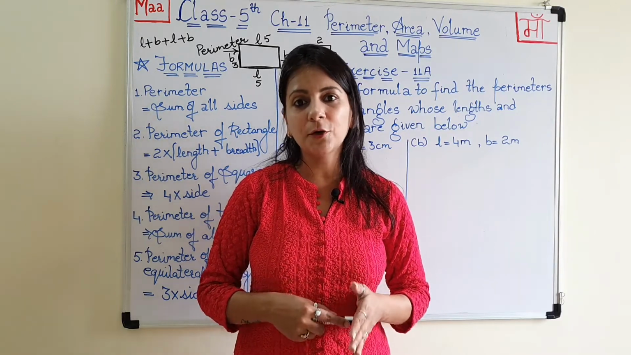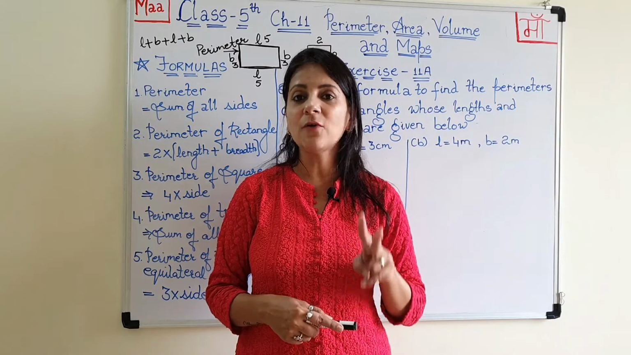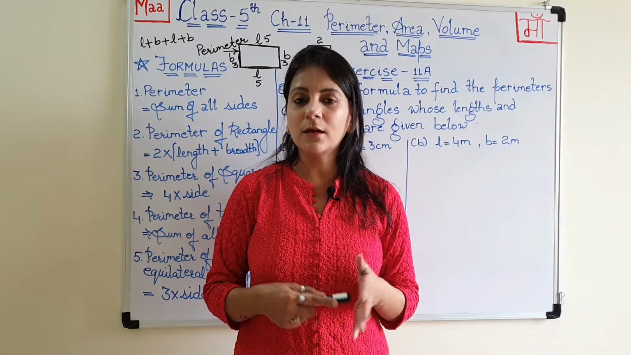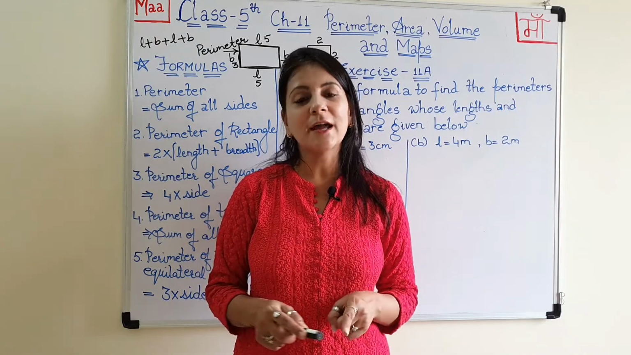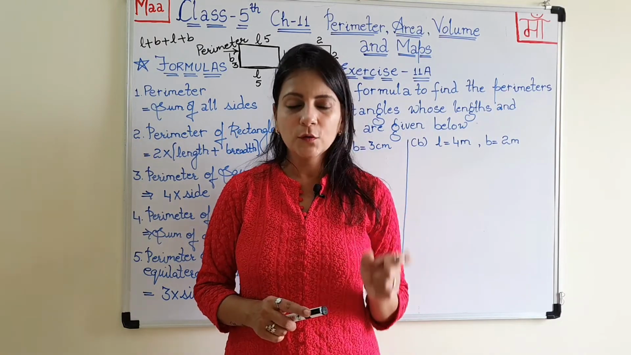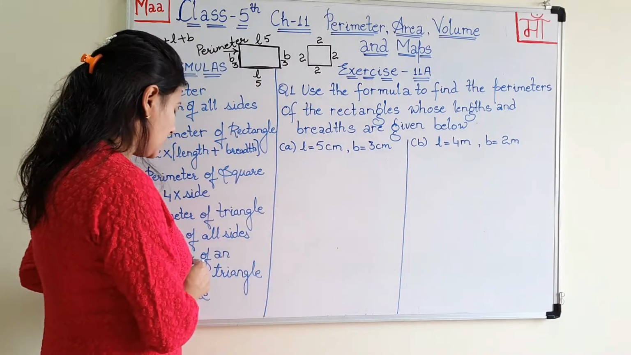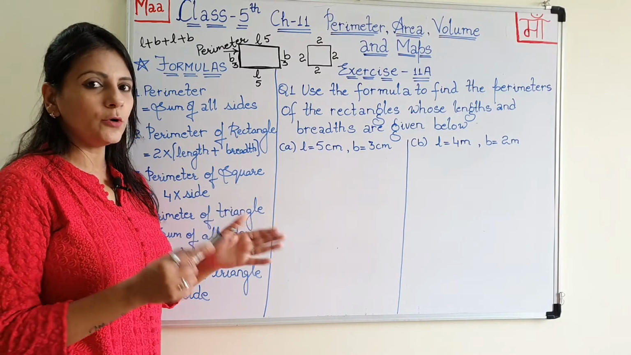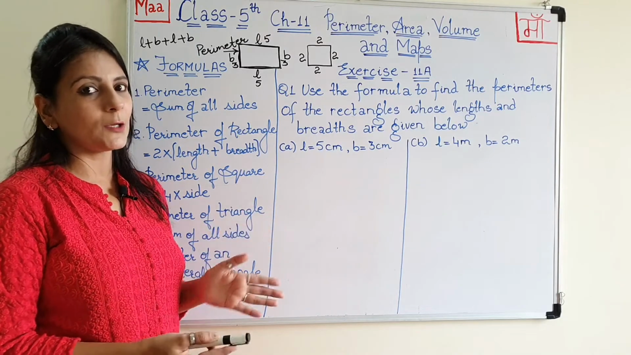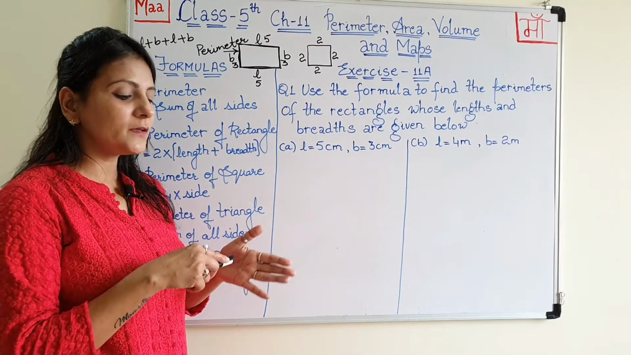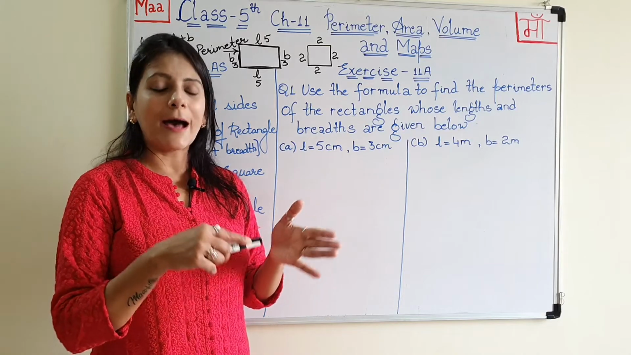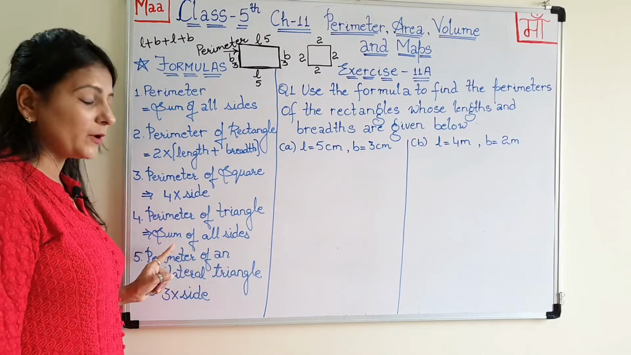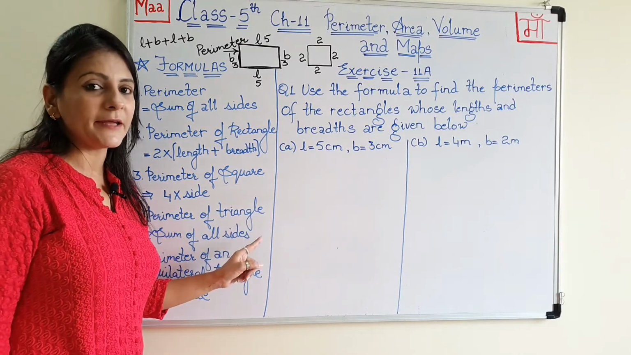Isosceles triangle is a kind of triangle where two sides have equal measurement, and an equilateral triangle is a triangle in which all the three sides have same measurement. So if it is written perimeter of triangle, only triangle, nothing is mentioned, then we don't have to consider it as an equilateral triangle. Whether it is a scalene triangle or an isosceles triangle, this formula will be applicable, and the formula is sum of all sides.